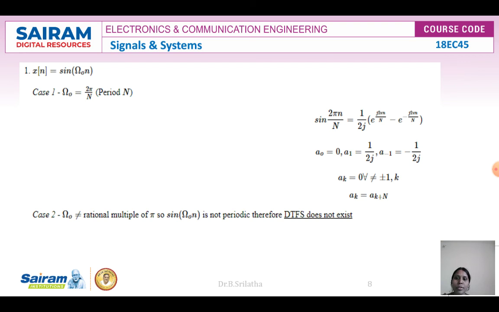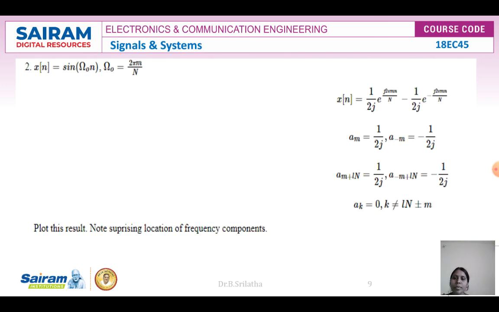If omega naught is a ratio of multiples, that is, if it is a periodic signal, then we can consider it. If it is not a periodic signal, then no discrete time Fourier series will exist. Next problem: x of n is equal to sine omega naught n, which we already got. So 1 by 2j, minus 1 by 2j. These coefficients give the Fourier series. If you want to plot the resultant frequency components, we are going to draw them.